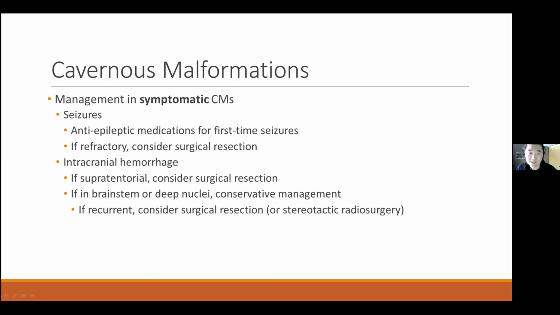For symptomatic patients, generally, if they present with seizures, you're going to try anti-epileptics first, but if refractory, that's when you might consider surgical resection. For intracranial hemorrhage, in the guidelines that I've read, some recommendations depend on where the cavernous malformation is. If it's supratentorial and accessible, you would always consider resection, depending on the context. If it's deeper, some guidelines recommend conservative management initially, but if it rebleeds, you might be pushed towards considering surgical resection or stereotactic radiosurgery.